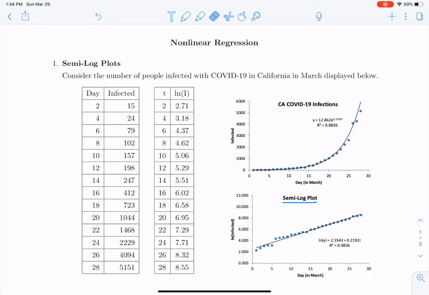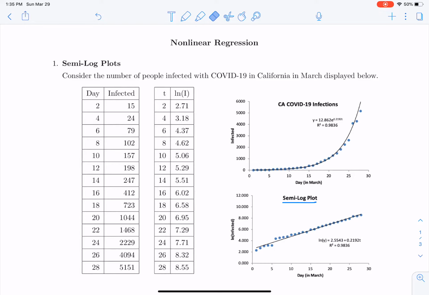We are now going to move on to the topic of nonlinear regression. We want to figure out what techniques we can use to find the best fit curve for a set of data where it looks like the data doesn't necessarily have a linear relationship between the two variables.